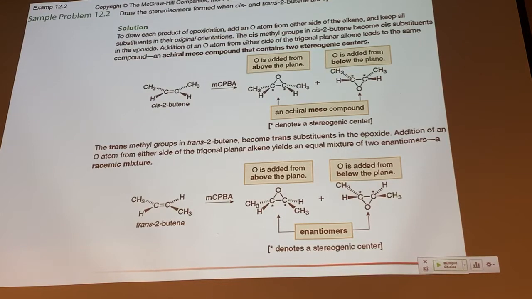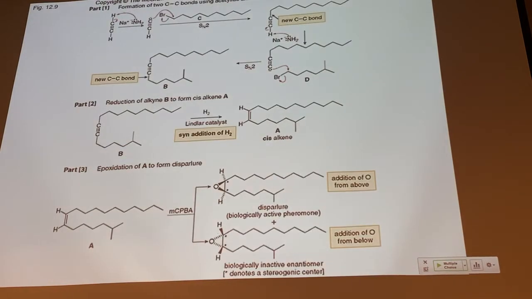Epoxidation is a widely used reaction. Epoxides exist in nature, as I mentioned to you previously back in chapter 9. They're also present in pharmaceuticals. They're also very useful intermediates because of the ring openings that they undergo. And so here's an example of an epoxide actually in nature.